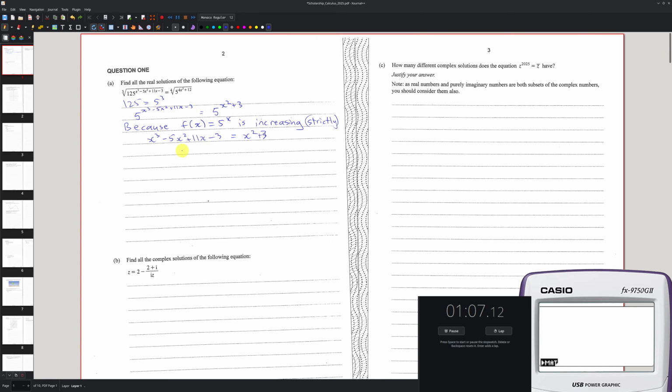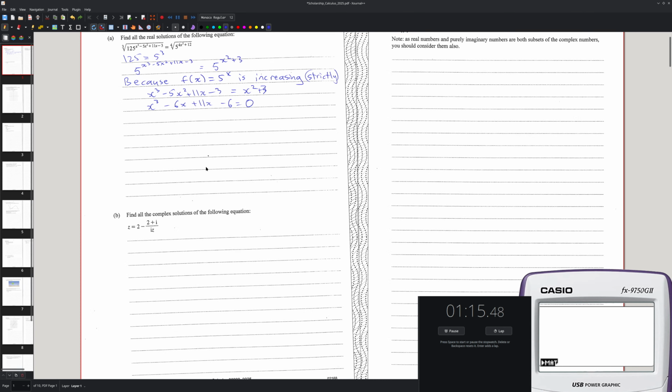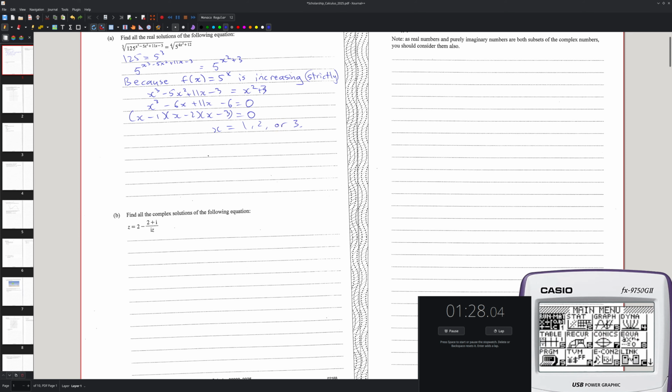So, well, this is a cubic, so x cubed minus 6x squared plus 11x minus 6 equals 0. Oh, this is the classic. So we know that we can factorize this as (x minus 1)(x minus 2)(x minus 3) equals 0. So x equals 1, 2, or 3. Okay, and then we need to check our answer, right?